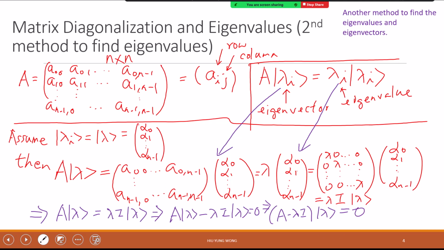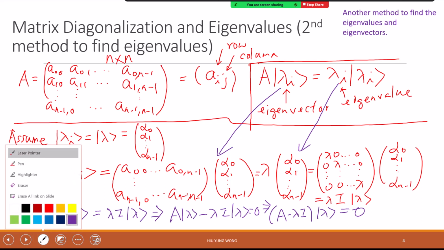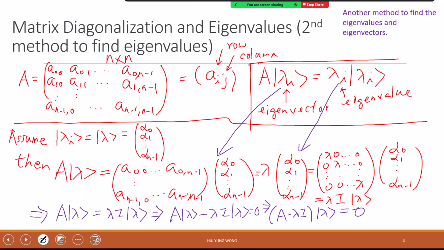Is this okay? So basically, this becomes a system of linear equations, right? The reason I do this is just to review the concept. So in order to have a nontrivial solution, you need the determinant of A minus lambda I equals 0 to have a nontrivial solution.